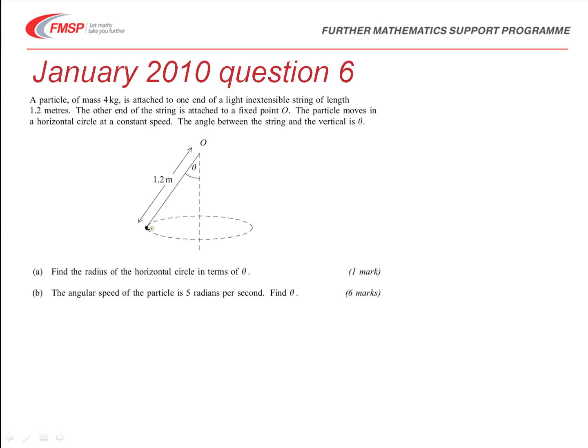at a constant speed, and hence a constant angular speed of radians per second. And we're being asked to find the radius of this circle in the first part of the question in terms of theta. So you can see it's just a right-angled triangle with a hypotenuse given. The length, the radius, is the opposite side of that triangle, so the radius will just be given as 1.2 times the sine of theta. Simple, straightforward, 1 mark.